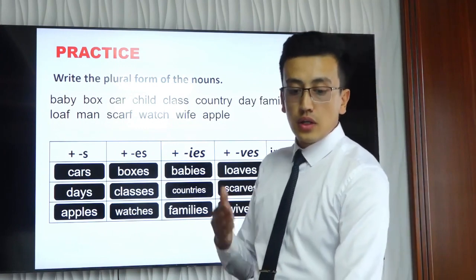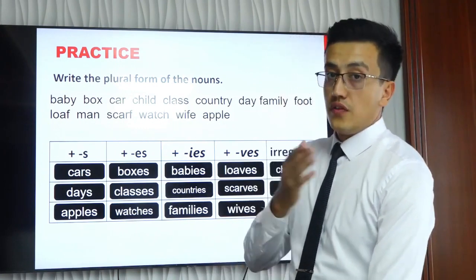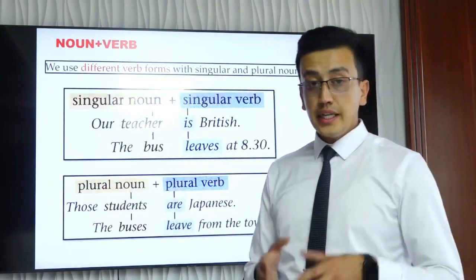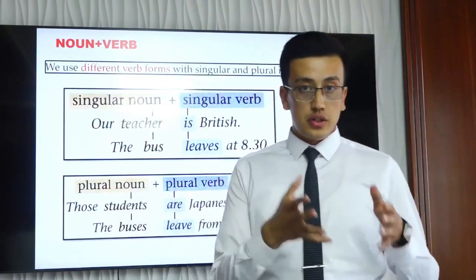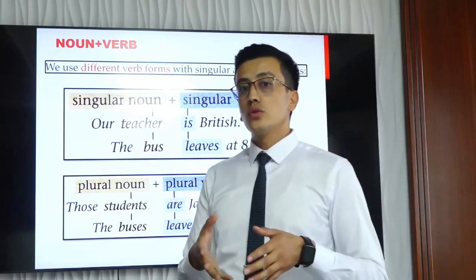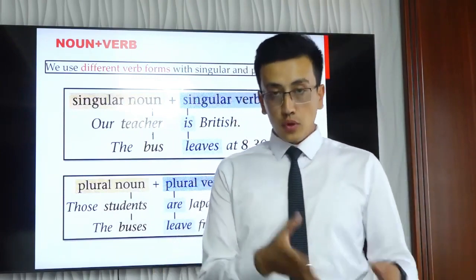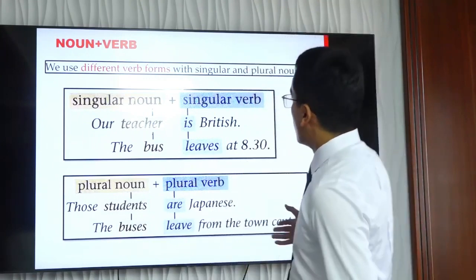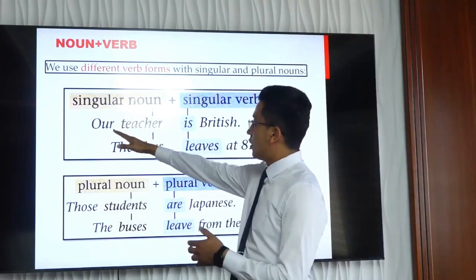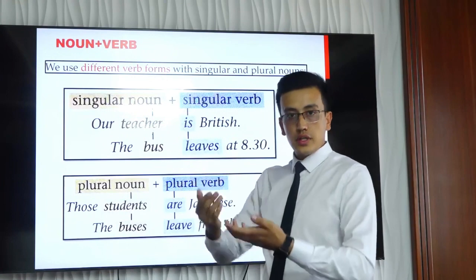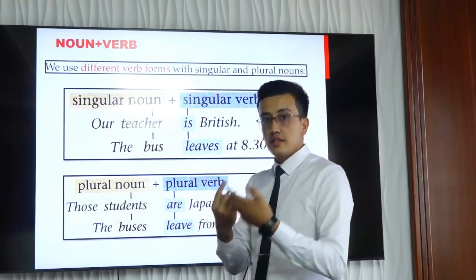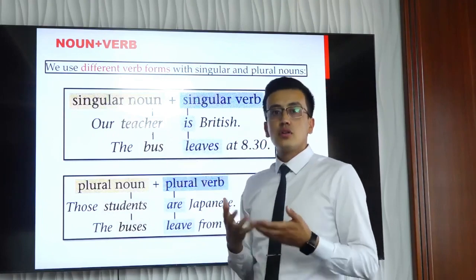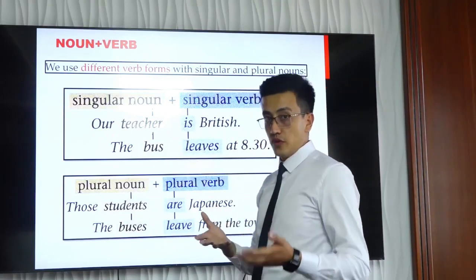Okay, now let's talk about verb and noun agreement. In English, if you use a singular noun, you should also use a singular verb. If it's plural, you should use the plural one. That's why, look here. We have the example, our teacher. Teacher here is only one. It is singular. That's why we should use is. I mean the singular form of the verb to be.